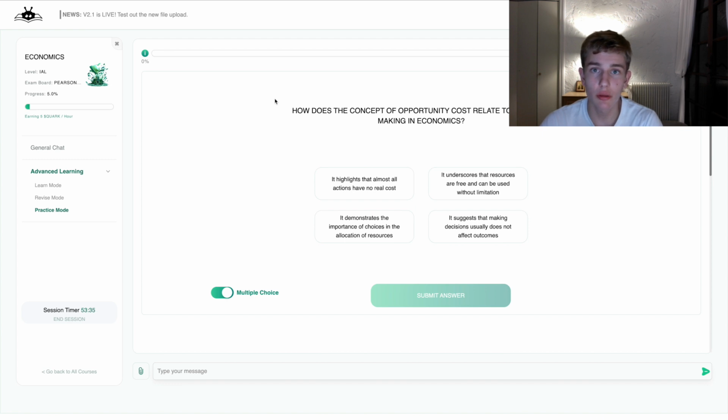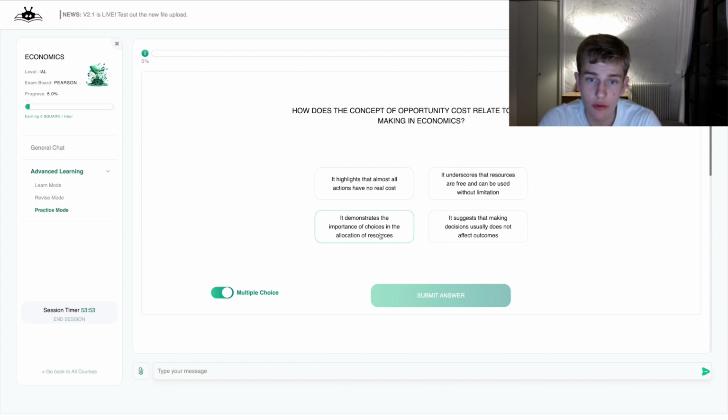If you go into economics, the analysis of your work will give you things like what you need to work more on. Let's answer some of these questions. This is an introductory concept. It's easy questions, so let's see. How does the concept of opportunity cost relate to decision making in economics?